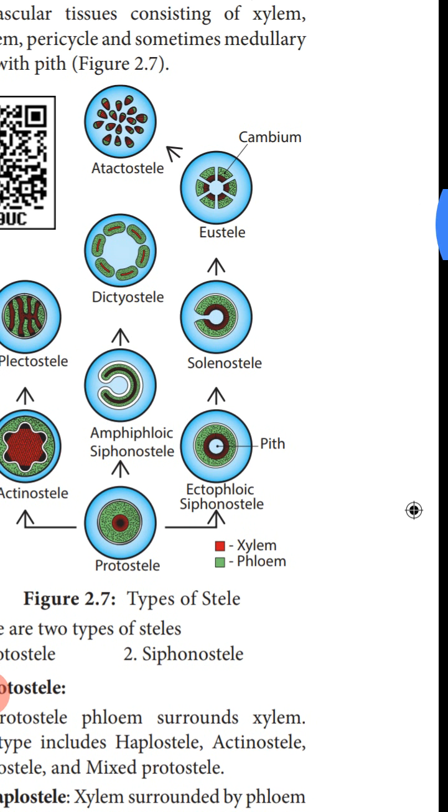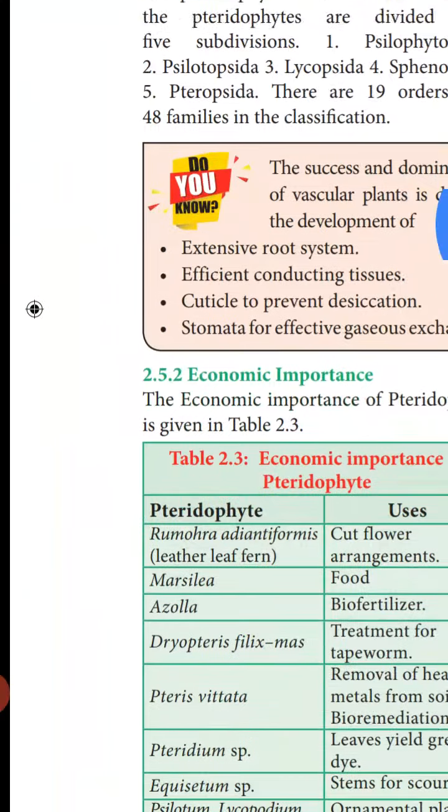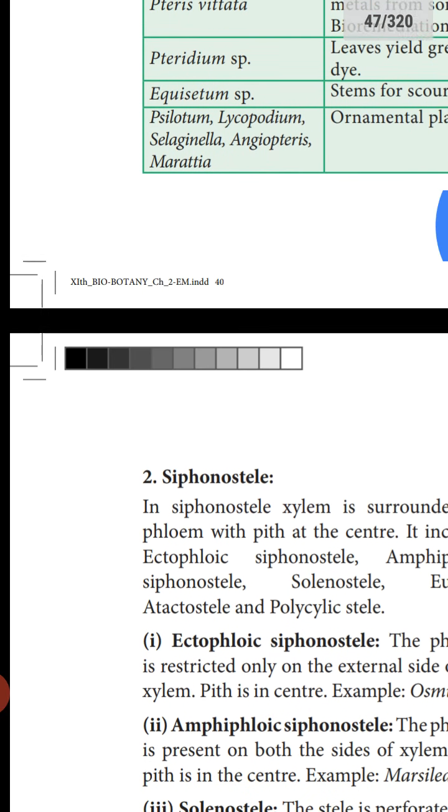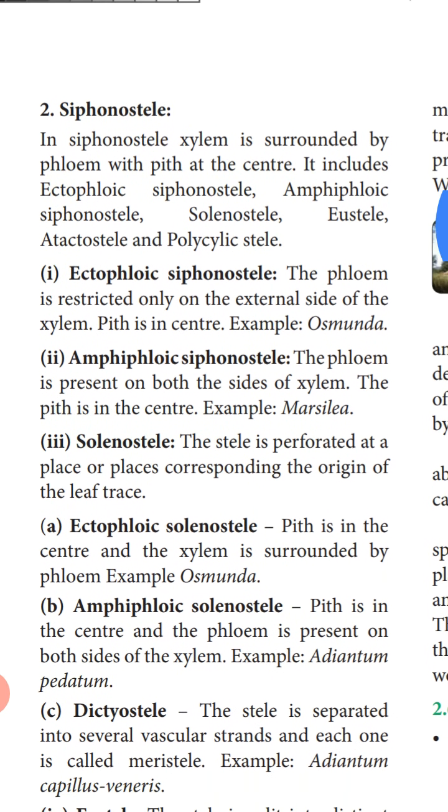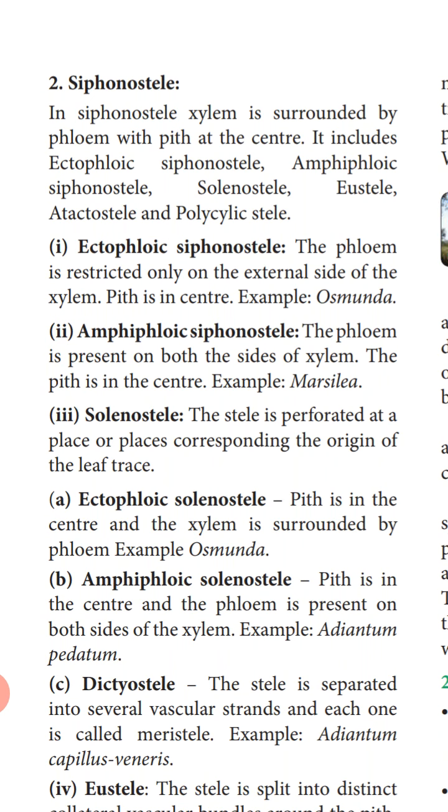Next, we are going to study about the other type of steel, that is the Cyflow. In Cyflow, xylem is surrounded by phloem with pith in the center. Here also the xylem is surrounded by phloem, but in the center you can find pith is present there. It includes Ectophloic Siphonostele, Amphiphloic Siphonostele, Solenostele, Dictyostele, Eustele and Polycyclic Steel.